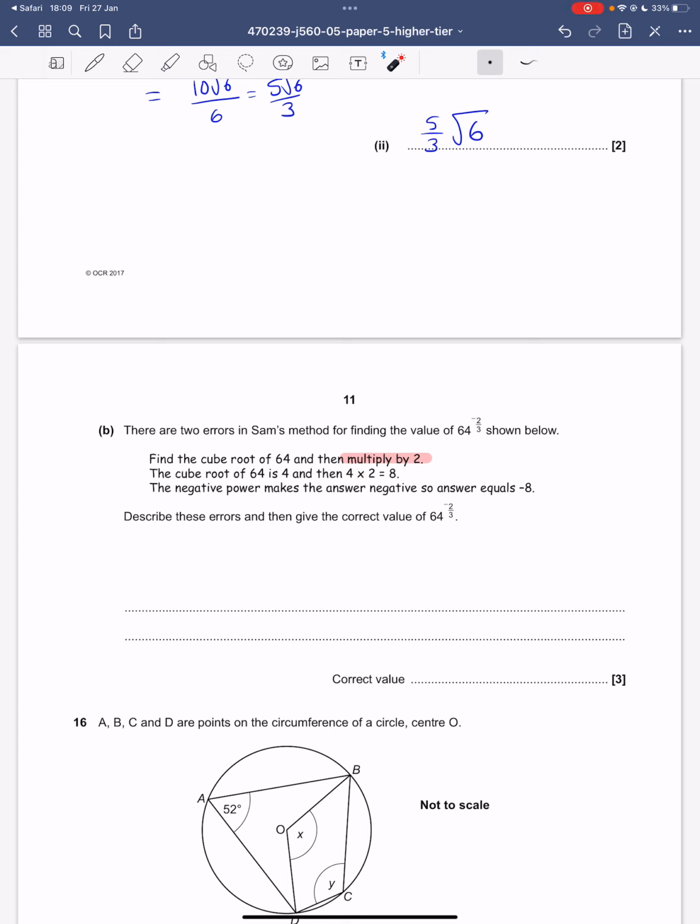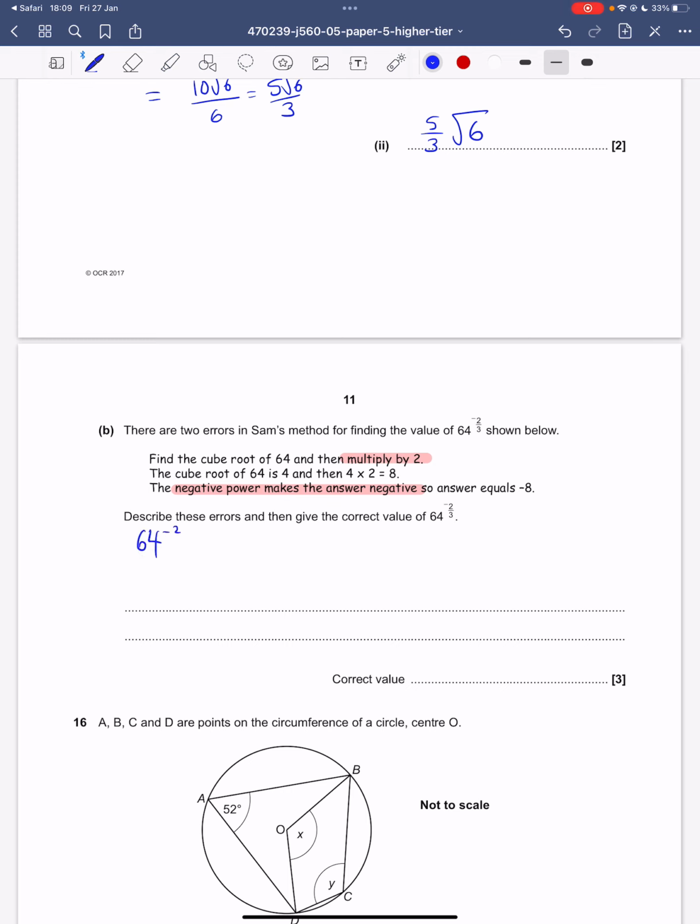Well, that is just the same on here. Multiply by 2. The negative power makes the answer negative. It doesn't. The negative power means we take the reciprocal. So the answer equals minus 8. So the error is there. Negative power makes the answer negative. It doesn't. Okay, so describe these errors.